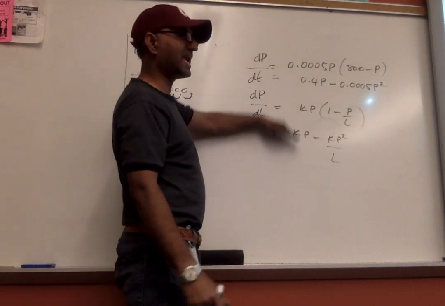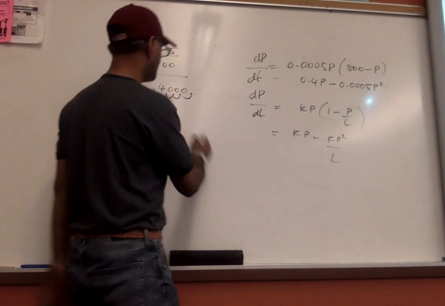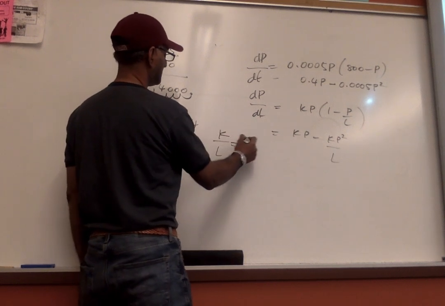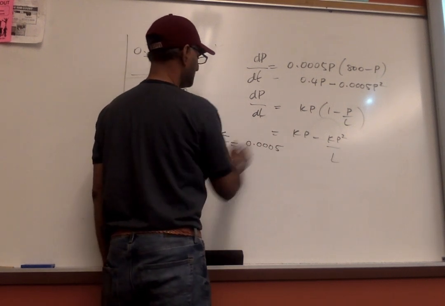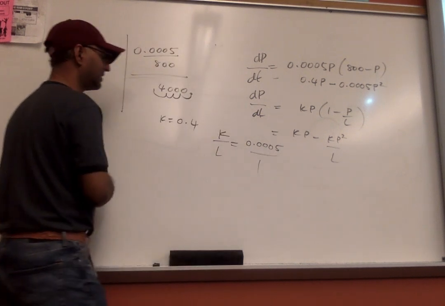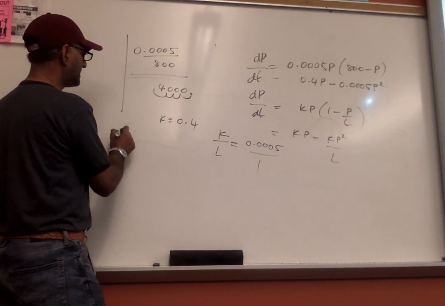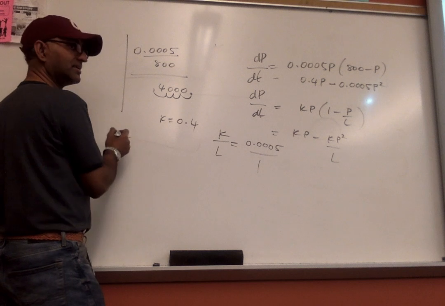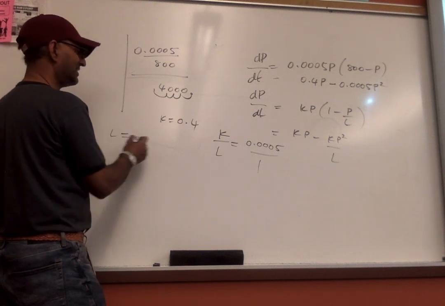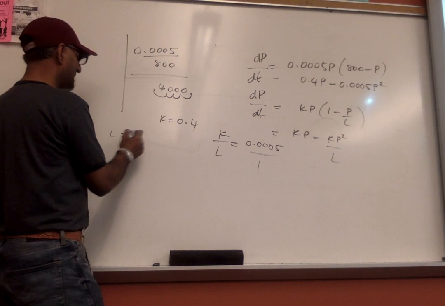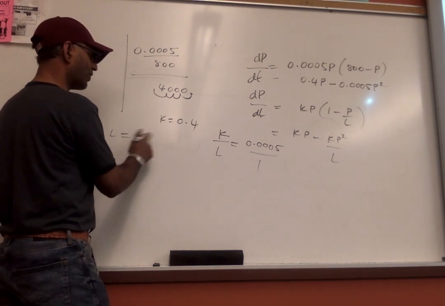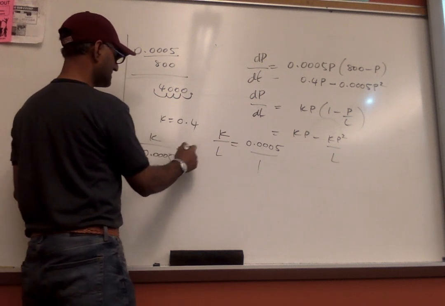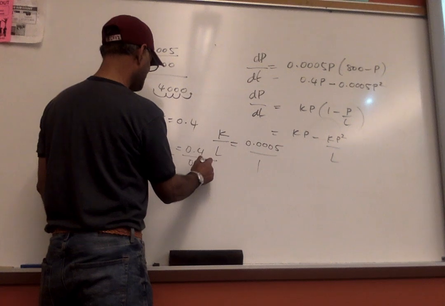Now just by comparing, what should k be? 0.4. So k equals 0.4. And then k over L should be 0.0005. Can we cross multiply? Look down, please. Therefore, L equals k over 0.0005, which is 0.4 divided by 0.0005.